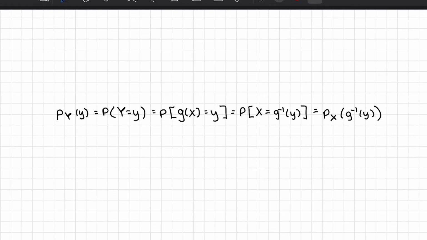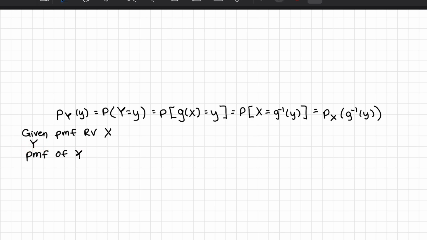Everyone, so today we're going to be learning about discrete random variable transformations. The whole point of discrete random variable transformations is when we're given a PMF of a random variable X, and we are also given a transformation Y, we want to figure out the PMF of Y given our PMF of X and our transformation Y.